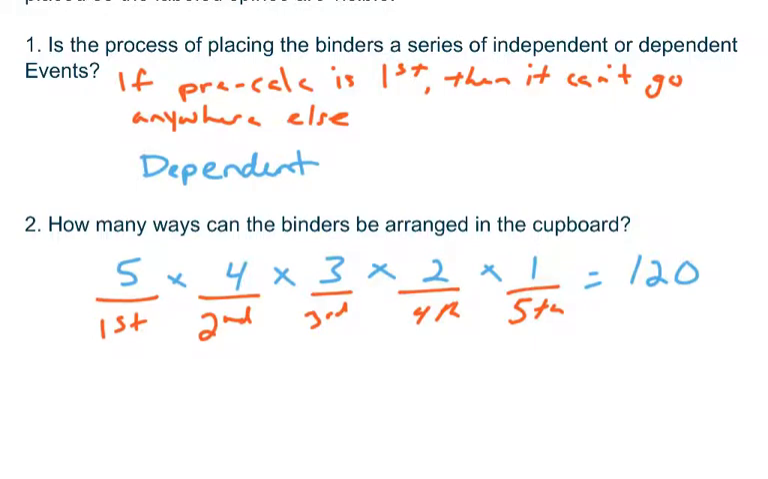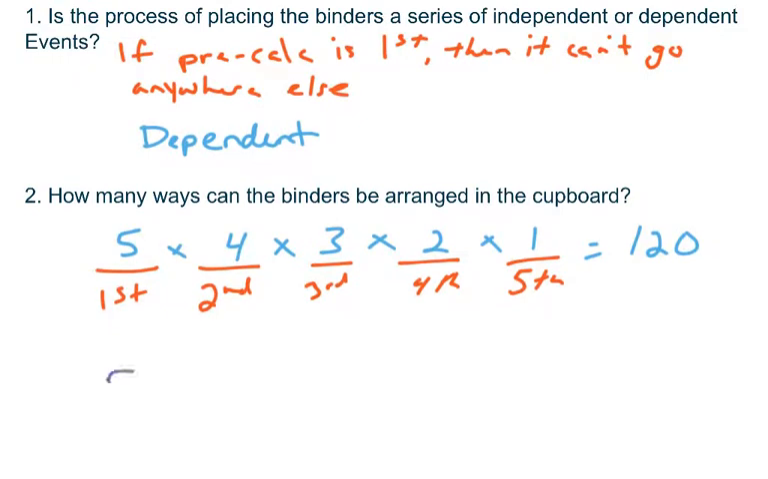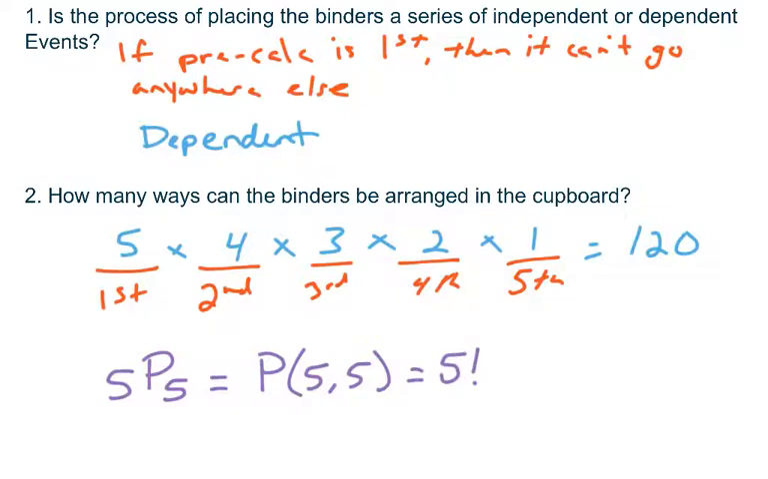Since the order matters here, because it's talking about arrangement, if I go pre-calc, algebra 2, algebra 1, web design, pre-algebra, that would be different than web design, pre-algebra, algebra 1, algebra 2, pre-calc. So the order matters, so this is a permutations problem. So we could say 5p5, or we could just say P(5,5). This is going to be 5 factorial, which is 120. There are 120 different ways to arrange those 5 binders in the cupboard.